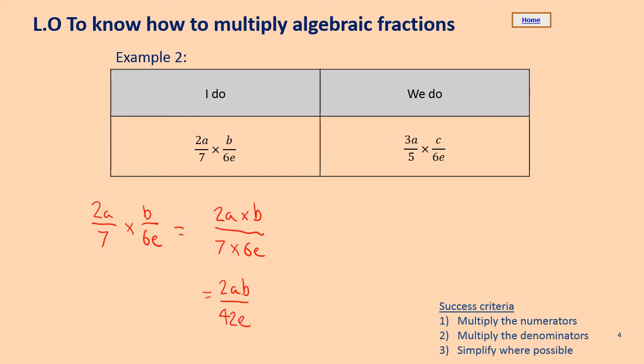And then the difference with this question, have a think about it. There's something different about this example compared with the last one, and the difference is we can actually simplify this one. 2 and 42 have a common factor, which is 2, so we can take out 2 as a common factor, divide top and bottom by 2, and we're left with ab, or 1ab, on the top, and on the bottom we're left with 21e, and that's my final solution: ab over 21e. So please pause the video here, copy it down, and then try the we do for yourselves.